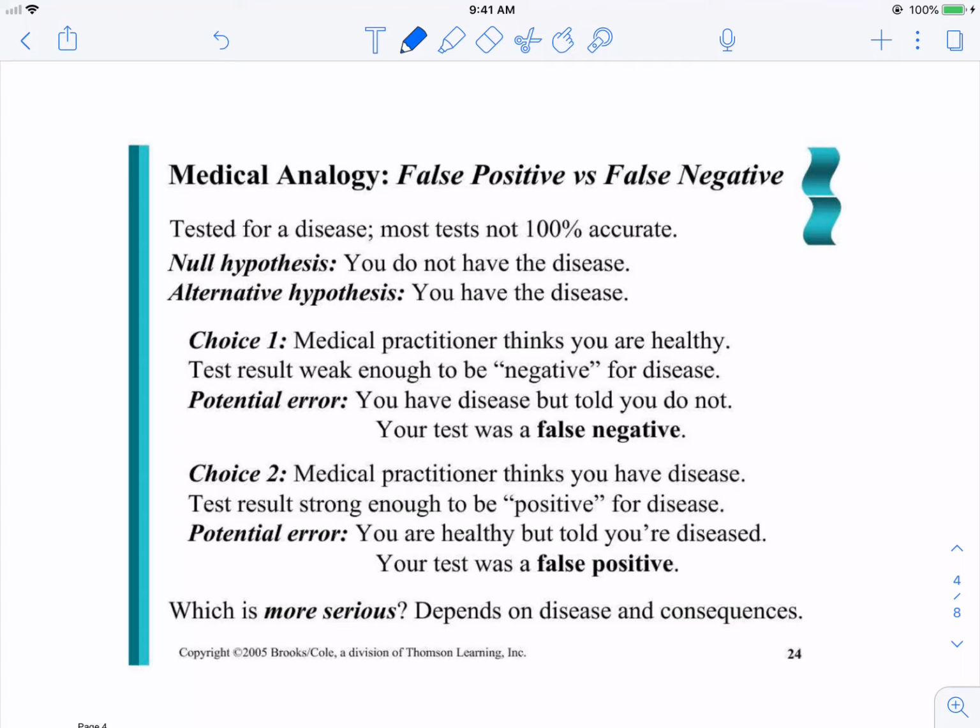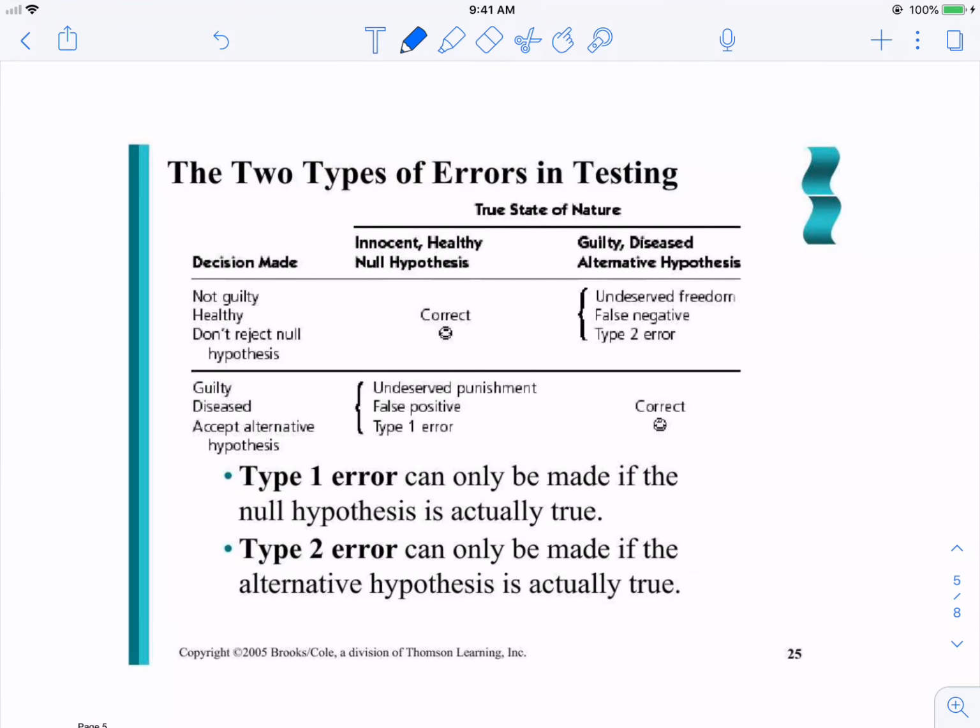Choice 2, the medical practitioner thinks you have the disease. The result comes back positive. However, you are healthy, but you're told that you have the disease. Your test was a false positive. Okay, so we talked about this: a false negative is typically thought of as being more consequential than the false positive.